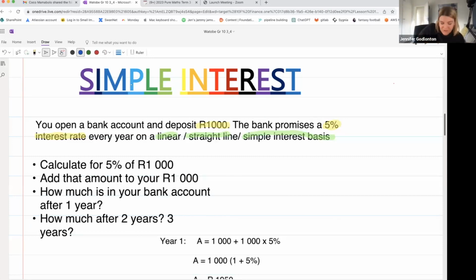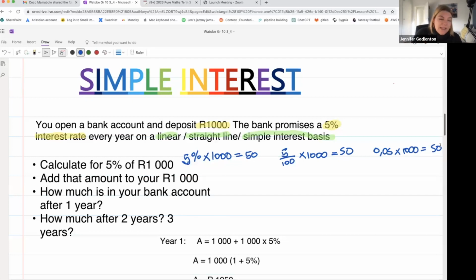We've got different options when we're dealing with percentages. If we can't do this in our heads, we could say 5% of 1,000 in our calculators and we would get 50. Or we could say 5 out of 100, because that's a percentage, times 1,000 equals 50. Or we could say 0.05 times 1,000 equals 50. All of those are different ways we could get to that same amount. So my interest in this case is 50 Rand.